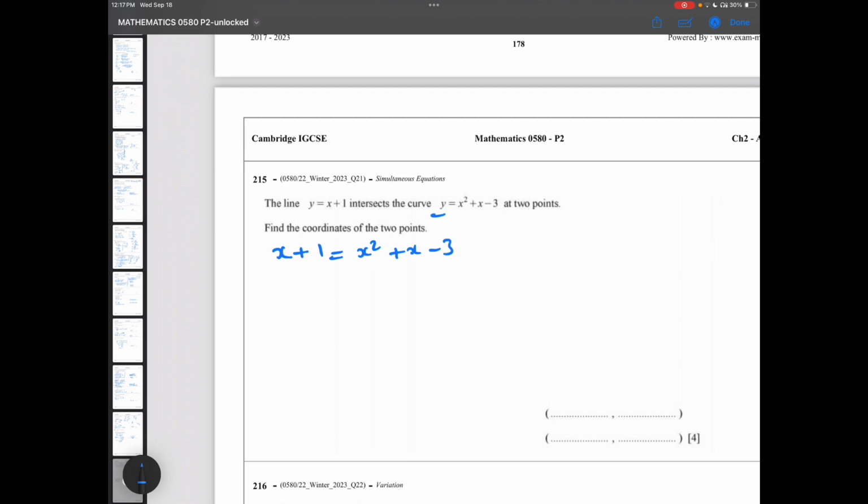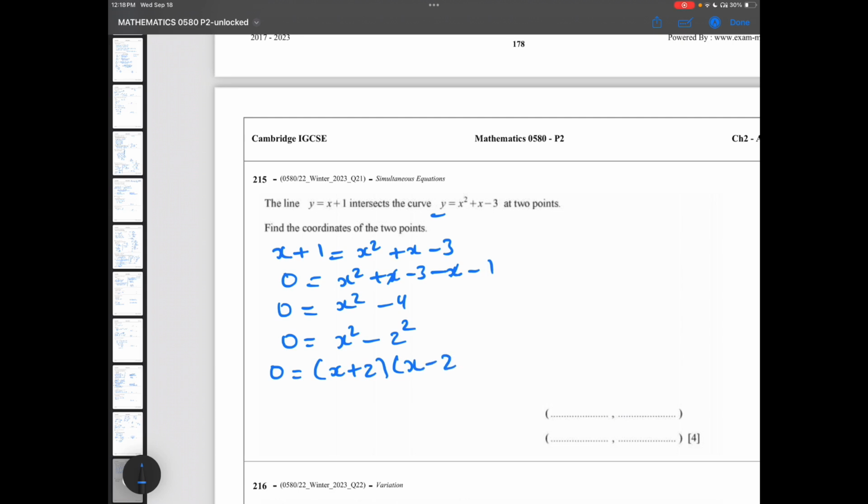Now I will do simplification. I will move x plus 1 to the right side of my equation. It becomes 0 is equal to x square plus x minus 3 minus x minus 1. Now plus x minus x cancel out with each other, and minus 3 minus 1 is minus 4. So this is x square minus 4. In place of 4 I can write 2 square. Now this has become the third identity, a square minus b square is equal to a plus b into a minus b. So I will be writing 0 is equal to x plus 2 and x minus 2.